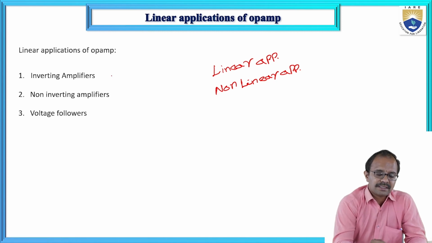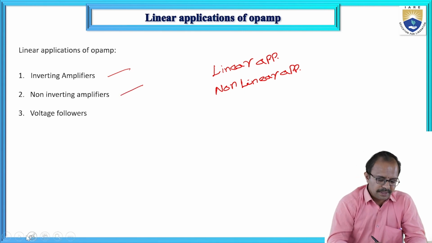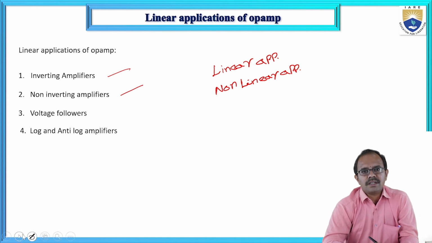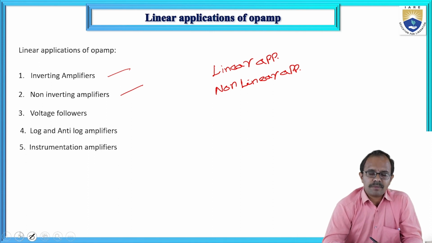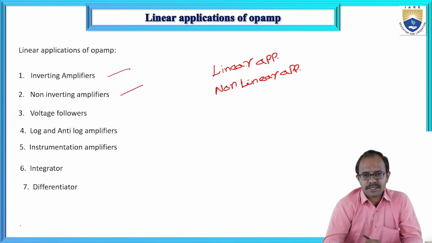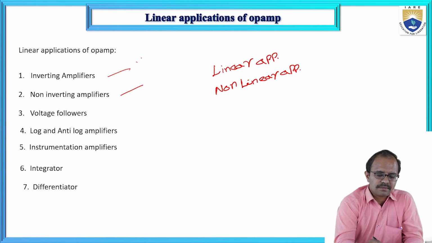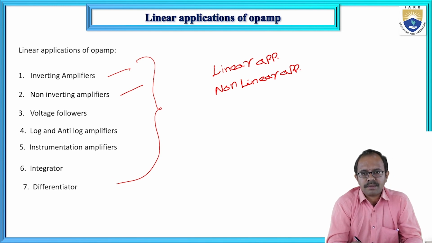If you remember, the first one is going to be the inverting amplifier, and the second is non-inverting amplifier. Third application, voltage follower, and the fourth is logarithmic and anti-logarithmic amplifiers. Similarly, we have instrumentation amplifier, integrator, differential amplifier using operational amplifier, and finally the differentiator. These are the applications of IC741 or op-amp.